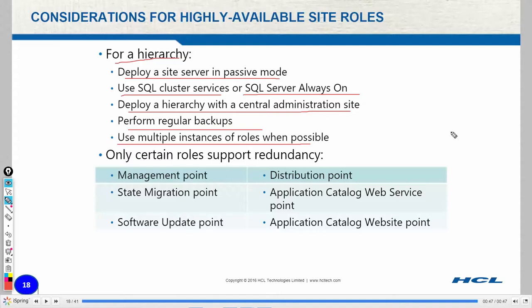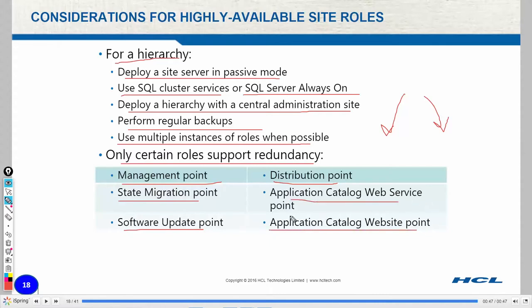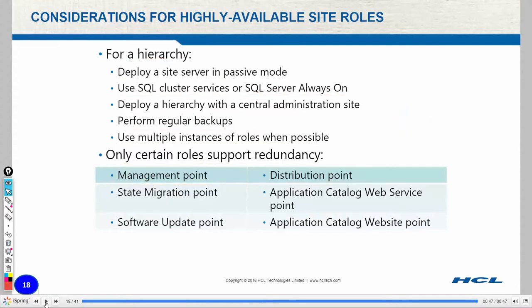You can use multiple instances of roles when possible, and only certain roles support redundancy. Redundancy means if one role goes down, another role will respond. So we have management point, distribution point, state migration point, software update point, application catalog website point, and application catalog web service point. These 6 roles are the only ones supported for redundancy. The rest of the roles are not supported.